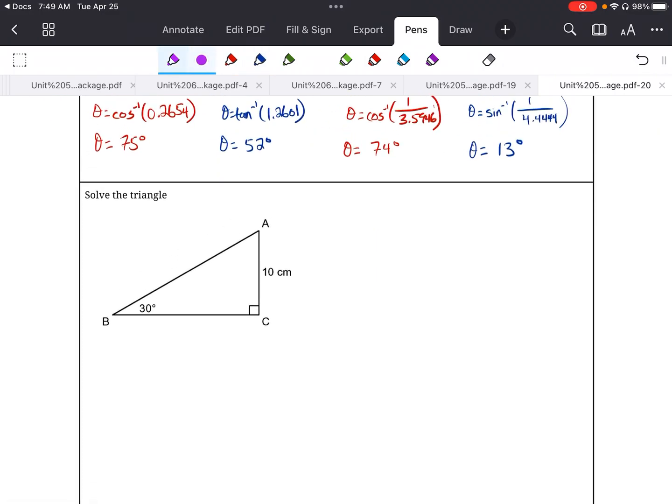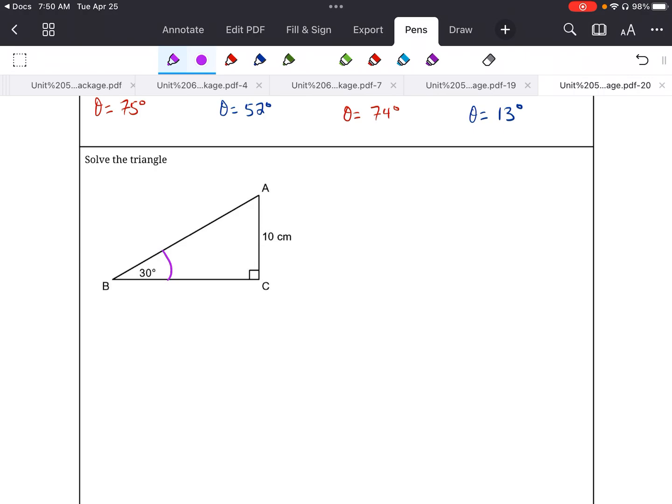Okay, last piece, solve the triangle. So here we have our reference angle. First thing we can do though is find out the other angle, right? We have two, a 30 and a 90. We know that all three angles add up to 180. So let's work with angle A is 180 minus 90 minus 30. And that equals 60 degrees. So A is 60 here.